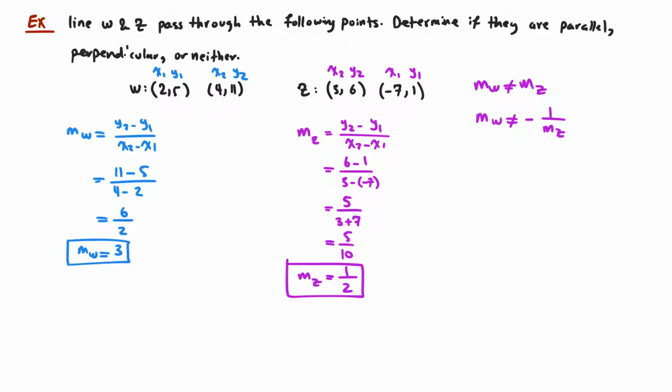And since these two cases are not met, if this one was met, that means that if MW was equal to MZ, they were parallel. If this was the case, they were perpendicular. But they're not any of them, so therefore the two lines are neither.